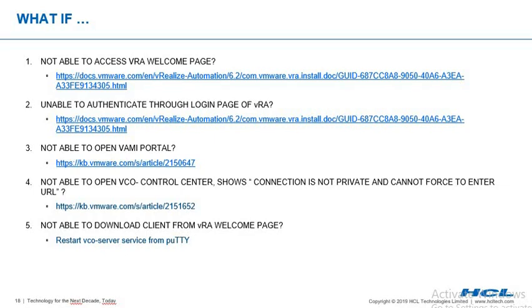The fifth one is we are not able to download the client from the VRA welcome page. Now this might occur due to many reasons. One of them is that it might be possible the VCO server service has been stopped, or might be possible that the Java heap memory has become full. So we need to check both of them. First check the Java heap memory and if it's optimum for the use, then we need to restart the VCO server from the putty session so as to make the client available for download on the VRA page.